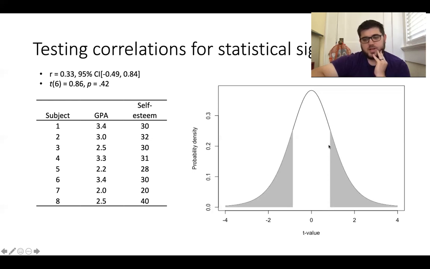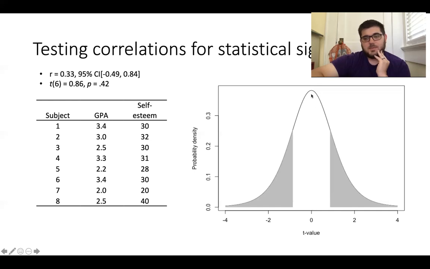We've got a t-score of 0.86 up here. I've highlighted the area under the curve that is at 0.86 or higher. And then I've got negative 0.86 and lower highlighted. So these two highlighted regions jointly represent what's the probability of getting a 0.86 or higher and a 0.86 or lower. And that ends up adding up to 42%.